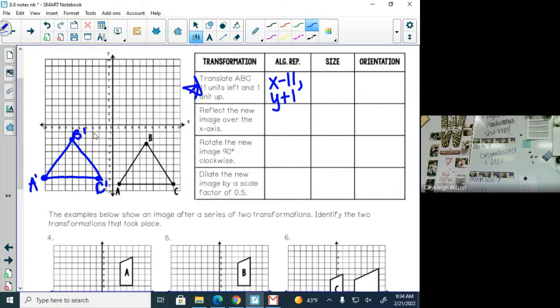Now, did the size stay the same or did it change? It stayed the same. So it says whether the image is congruent or similar. Since it stayed the same size, it's congruent. And did the orientation of the figure stay the same or change? The same, still facing the same way.